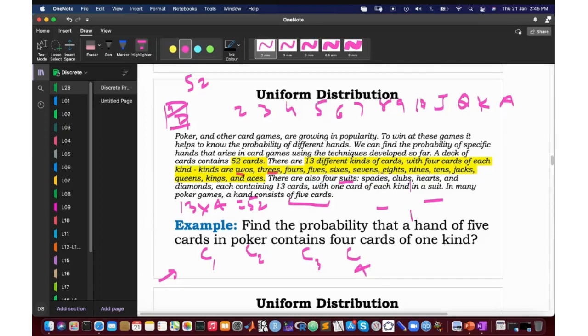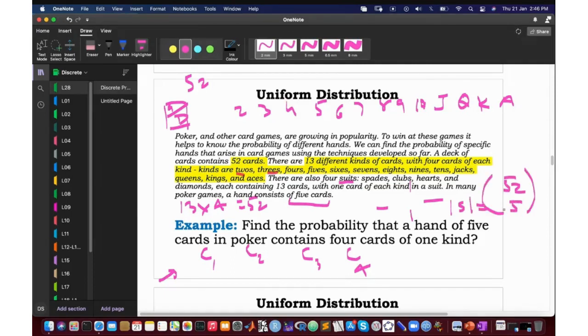So I would recommend that सबसे पहले you find out what's the sample space and what's the size of the sample space. What's the sample space? 52 choose 5. Yeah, so there are 52 cards and I have to choose 5 of them. Okay, so जो मेरी sample space है उसका size is 52 choose 5.